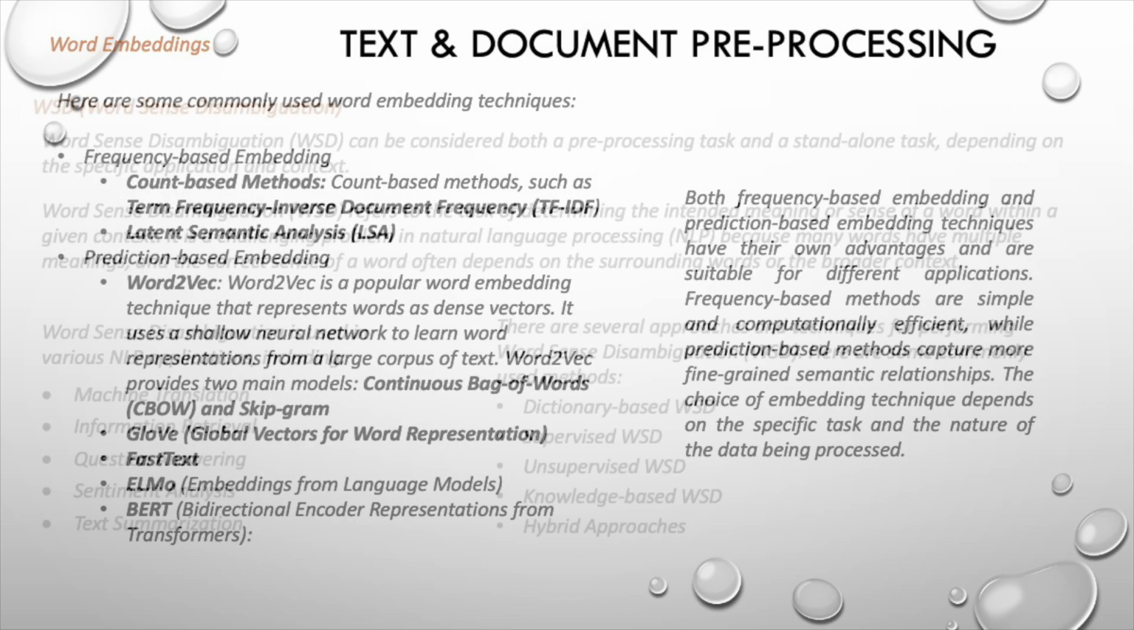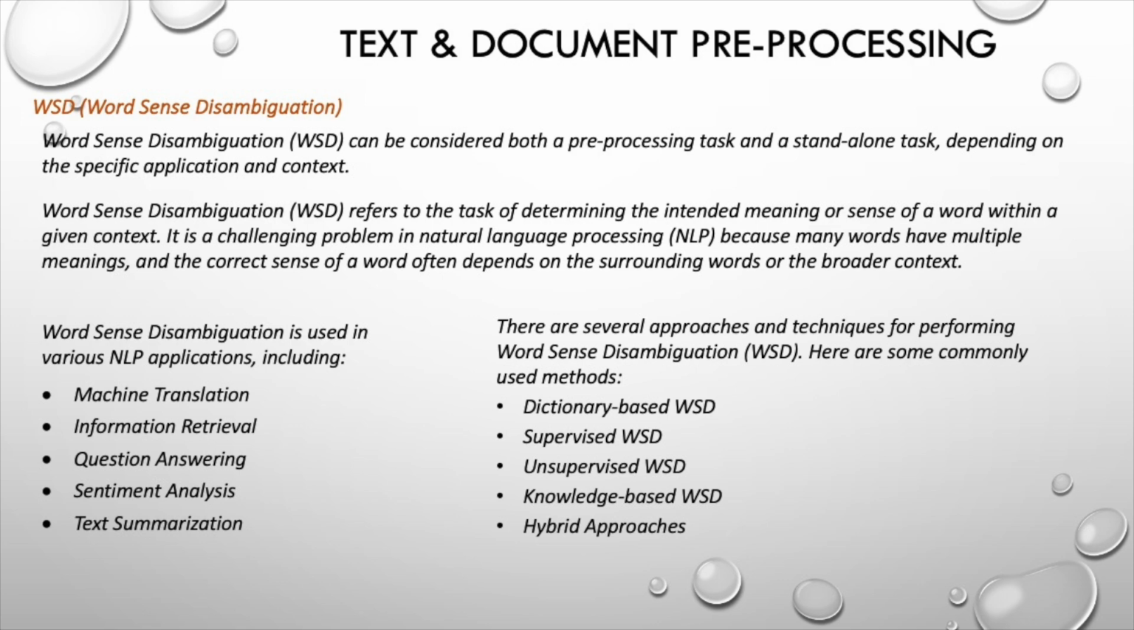WSD, Word Sense Disambiguation. WSD can be considered both a pre-processing task and a standalone task, depending on the specific application and context. In some cases, WSD is performed as a pre-processing step to disambiguate words before feeding them into downstream NLP tasks. For example, in machine translation or information retrieval systems, WSD may be used to disambiguate words in the source text or query to ensure that the subsequent processing steps operate on the correct sense of the words. In this sense, WSD acts as a pre-processing task that helps improve the accuracy of subsequent NLP tasks.